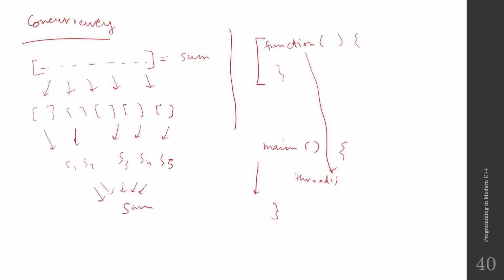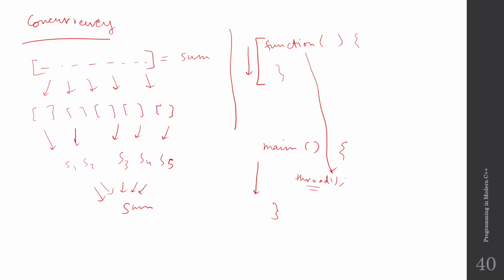So the main code would pause while the function is executing. But in this case, the thread will be executed parallelly to the main code. Your main code will be running and parallelly the function will also be running, and this parallel execution will be handled by the CPU.